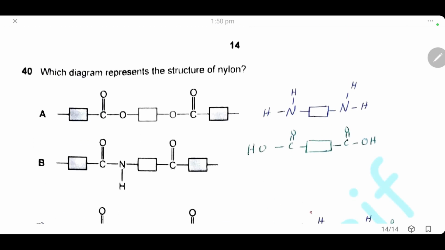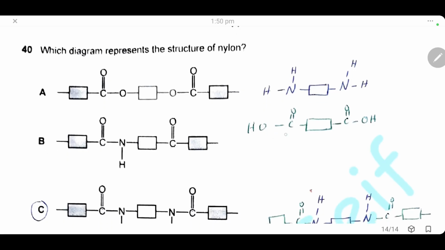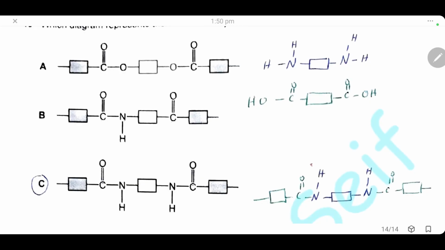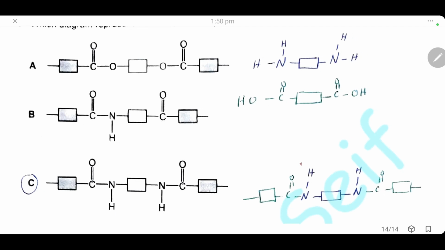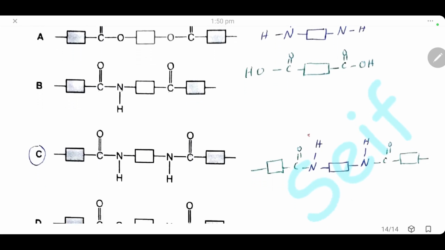The final question, question 40. Which diagram represents the structure of nylon? Nylon is made from 2 monomers. The first monomer, as shown here, has an amino group on each side, the same functional group on both sides, and the second monomer has a carboxylic group on both sides. So here, condensation between these 2 monomers, by removing 1 molecule of water, we will have the structure formed, the amide linkage between the NH and the CO formed here, and repeated through the structure between the monomers. So as we can see, the correct structure here is C.